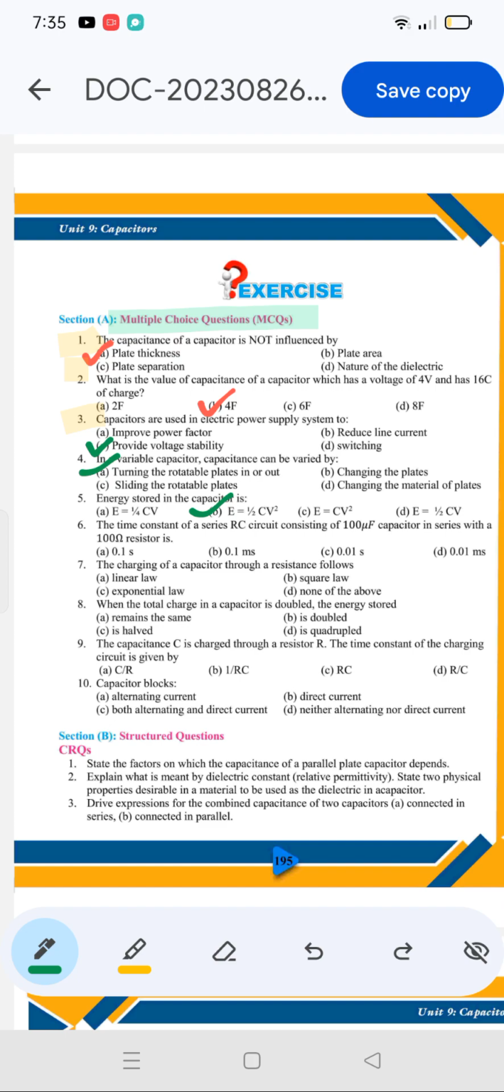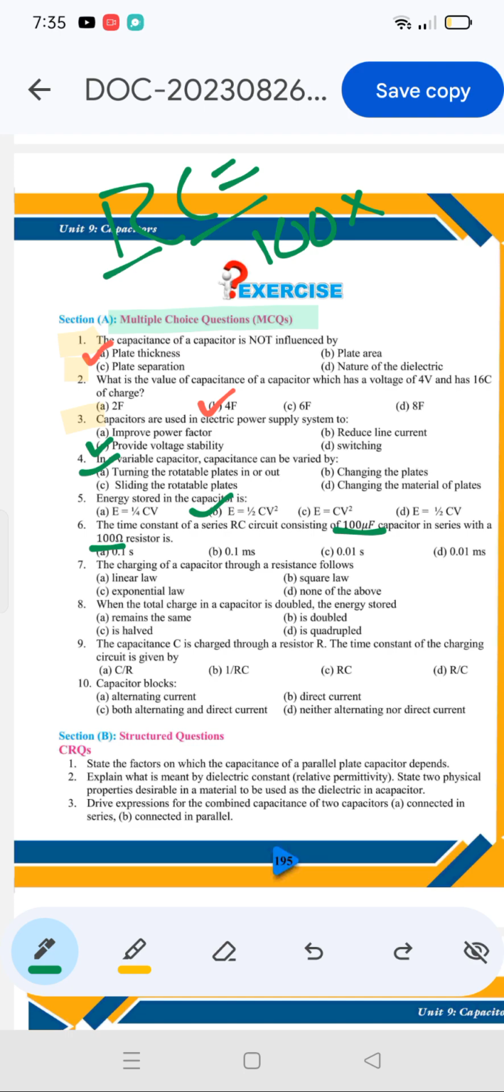Now they are asking about the time constant of a series RC circuit. We have a 100 microfarad capacitor in series with a 100 ohm resistor. They have given us resistance and capacitance. We need to find the time constant, and we know that RC is also known as the time constant. They have given us R, they have given us C. So R they have given us 100 ohm, and capacitance they have given us 100 micro.